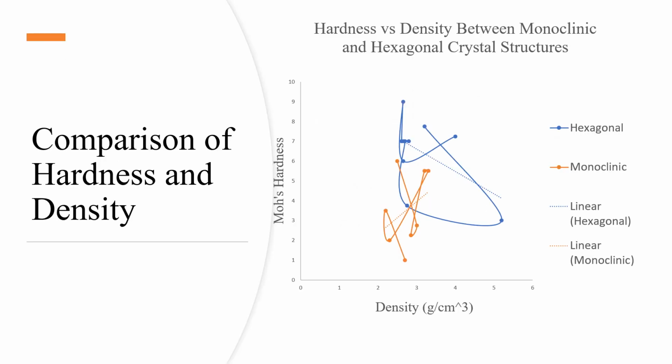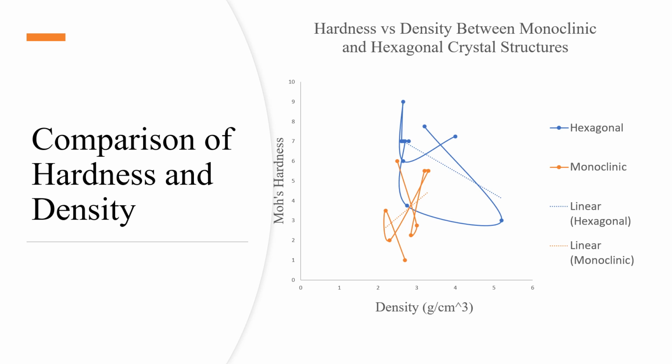Now here's the piece of my experiment which I did as a research experiment, comparing the hardness and density between minerals that have the same crystal structure. Because a lot of people have a misconception out there, which is the density and hardness go together. And here I'm showing that they really don't. It's not a very good correlation.